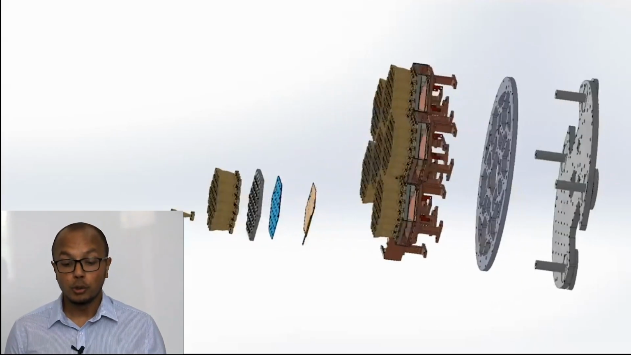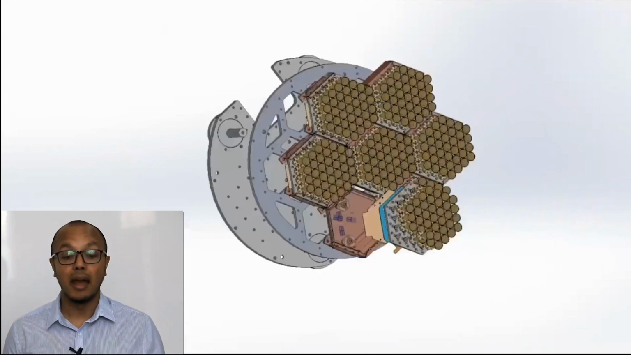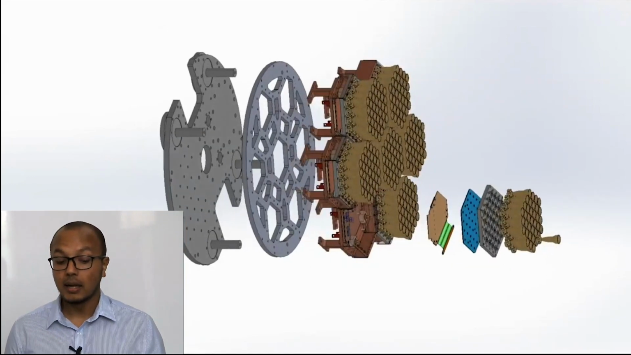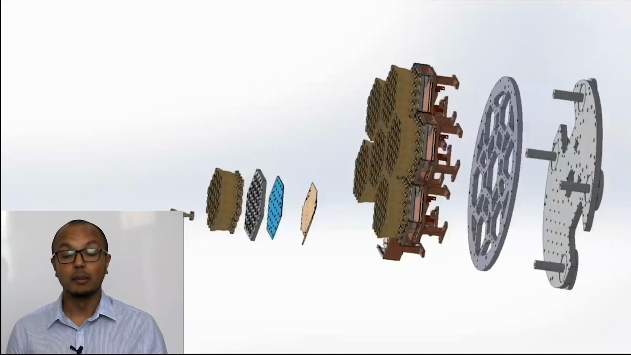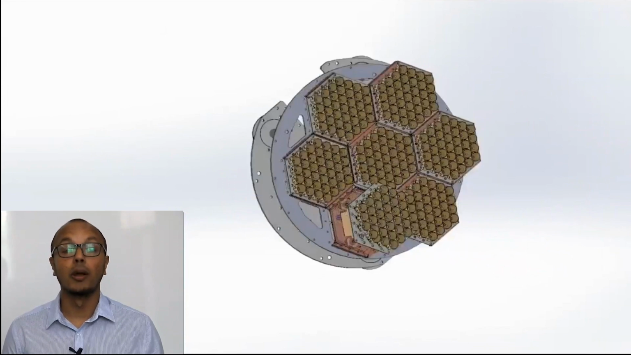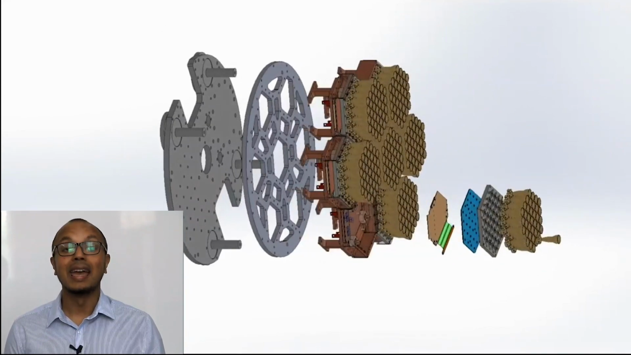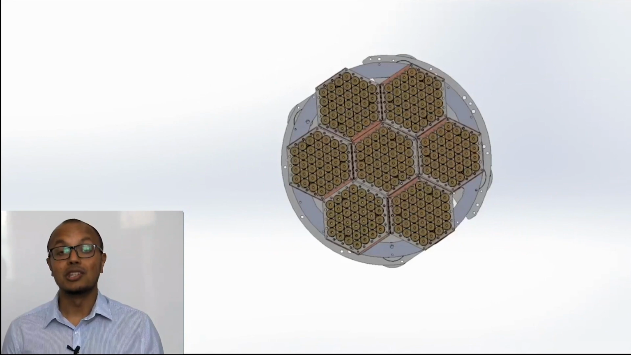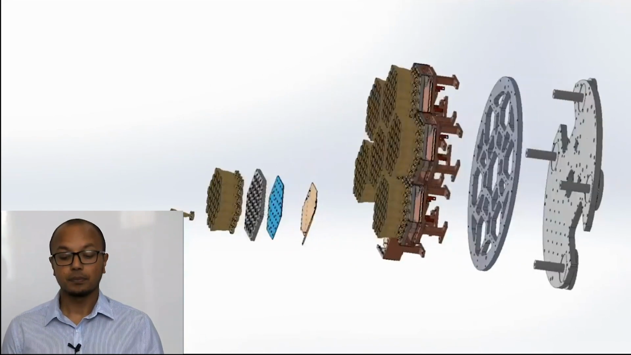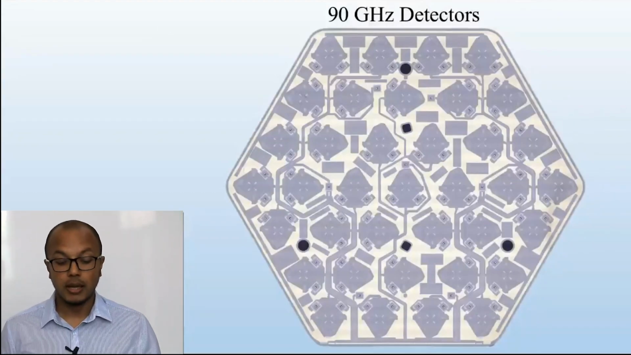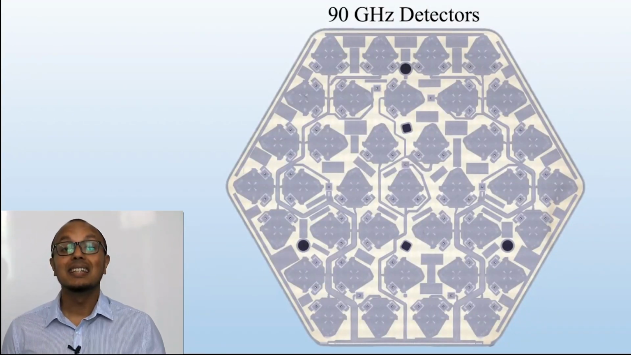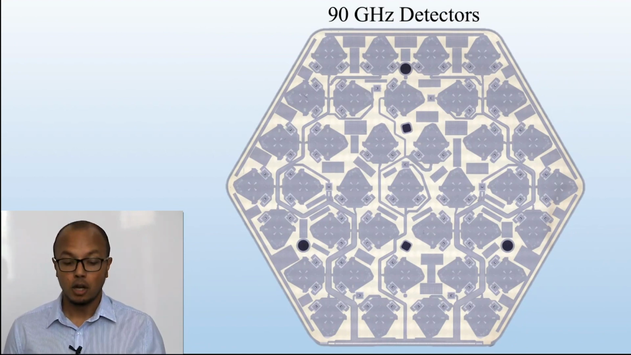This exploded view shows what is inside the array and how we stack them. As the light comes in through the smooth wall copper feed horns, it goes through the base plate made from a special alloy of silicon and aluminum, and the light goes to the detectors, which is then read out by the readout circuit right beneath it. Each of these modules consists of a silicon detector wafer with 37 detectors that are sensitive to 2 orthogonal polarizations.